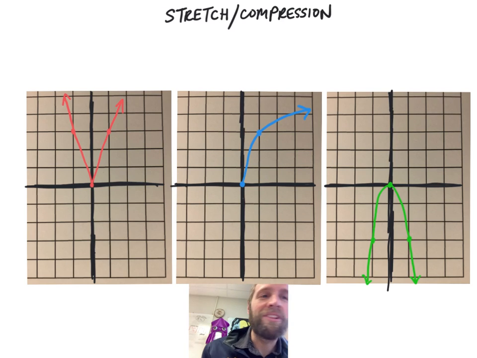Hello, hello. Today we're learning about stretch and compression. We know our absolute value graph, but how does it stretch wider? How does it stretch taller? So if it goes taller, that's called a stretch. If it goes wider, it's called compression, like you're pressing that down.